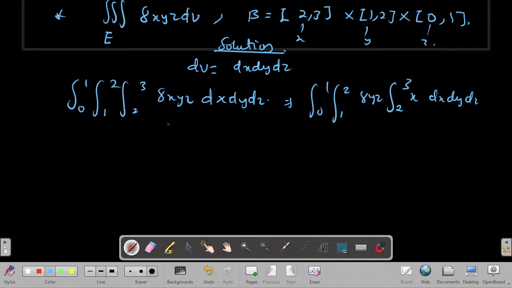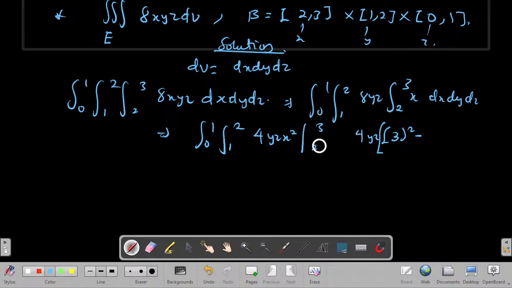As simple as that. So at this point, what are we getting? When I integrate x, I'll get x squared over 2, right? So my 2 cancels 8 and I'll get 4. So I'm expecting from 0 to 1, from 1 to 2, I'll have 4yz x squared. Then just quickly I'll put my boundary points inside. I have 2 to 3. When I put 3, wherever I see x, I'm going to have 4yz multiplying 3 to the power 2, in bigger brackets, minus, I'll put 2.